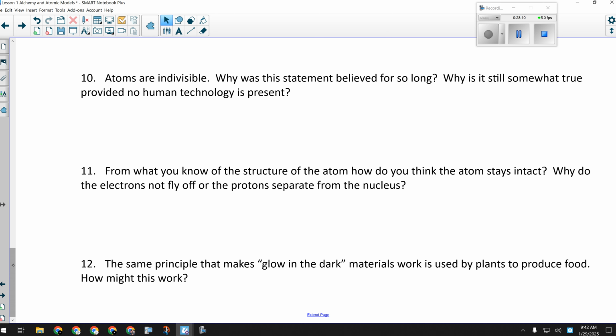Okay, and then number 12, we were talking about this the other day. When chlorophyll gets excited, gets hit by sunlight, the electrons get excited, they pop up to a higher energy level, and then as they fall back down, they release the energy that they have absorbed, and that energy is what is used to break apart carbon dioxide and water and reassemble them into glucose and oxygen.